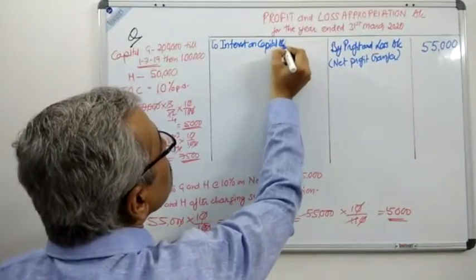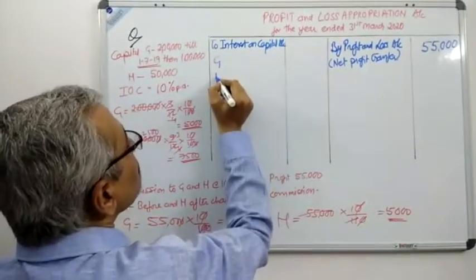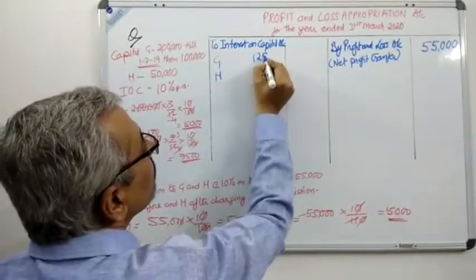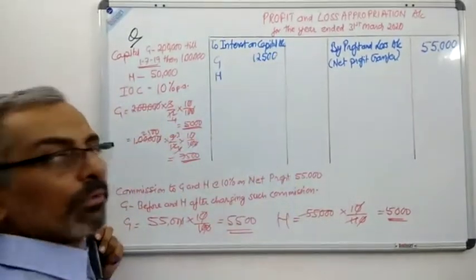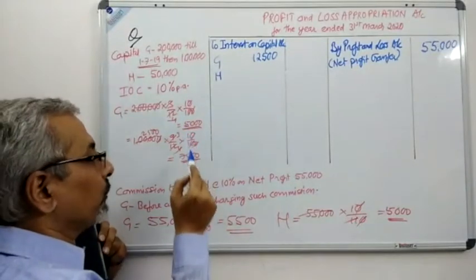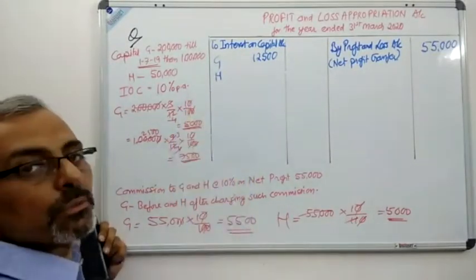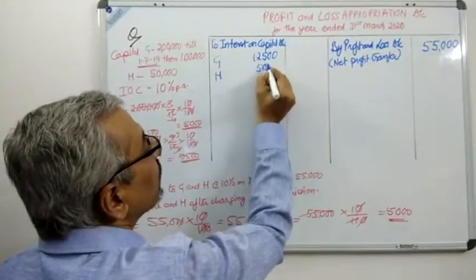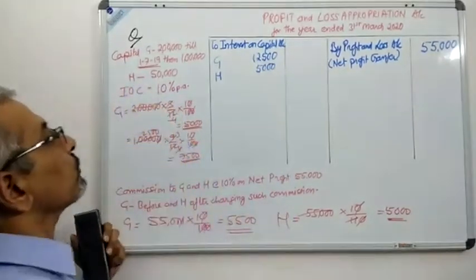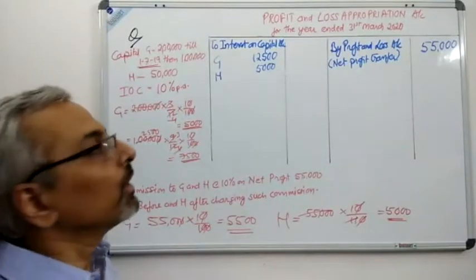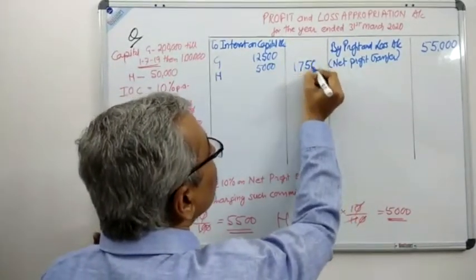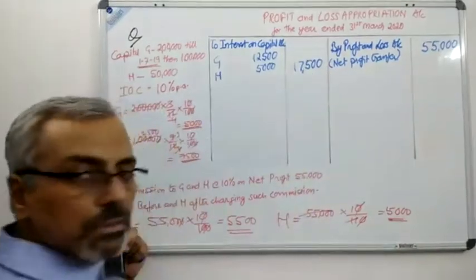capital account, we have two partners G and H, and we have calculated that for G 12,500. I hope you are very clear with that. 5,000 plus 7,500 is 12,500. And for H, it was a mental calculation which we had done. If you remember, 10% of 50,000 was 5,000. So the total interest on capital comes to 17,500 for both the partners.